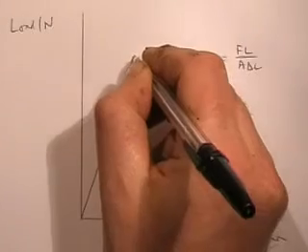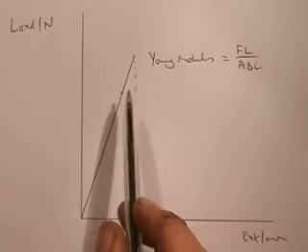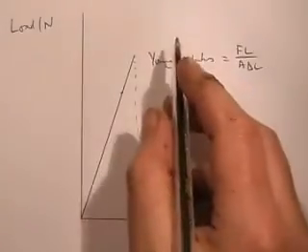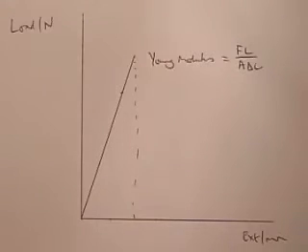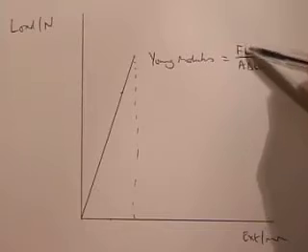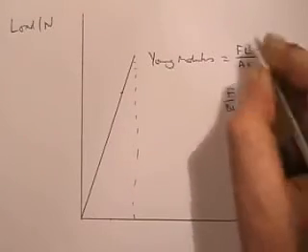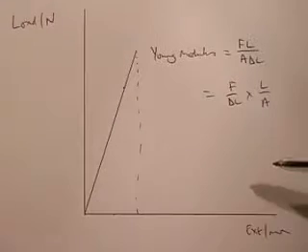So what we can do, we can actually use all the points on the graph to find F over delta L. To do that, we find the gradient, because the gradient of the graph is F over delta L. So we find the gradient of a straight line, that's F divided by delta L. To find the Young modulus, we then need to multiply: if we multiply that gradient by L over A, we get the Young modulus.